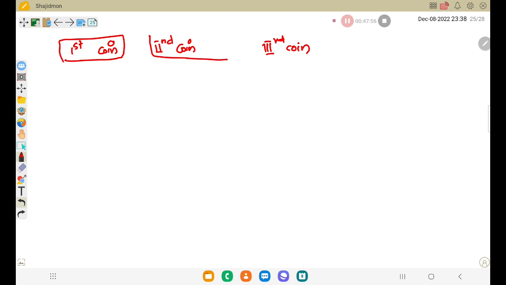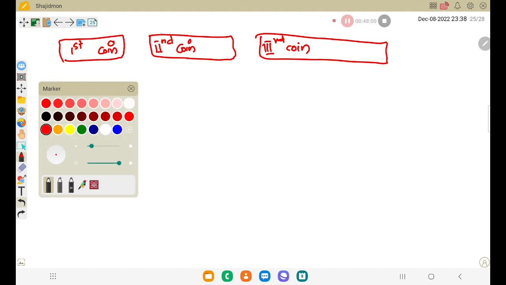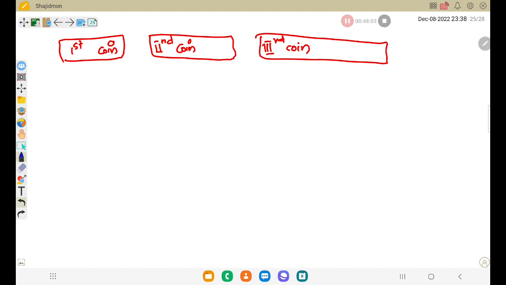For example, we have first coin, second coin and third coin. We are tossing these coins simultaneously. First coin, we have second, and we have third coin, correct? We are tossing these 3 coins simultaneously. So what happened? First coin, what are the options? Either head will come or tail will come, correct?